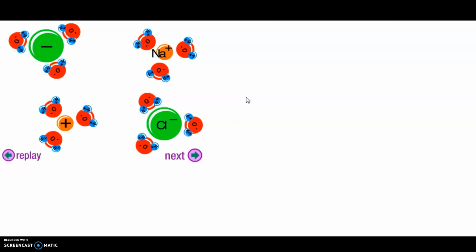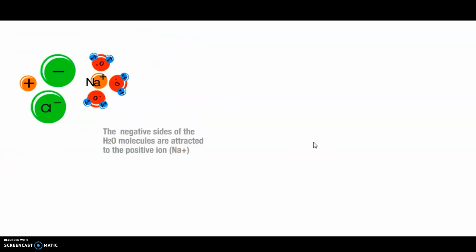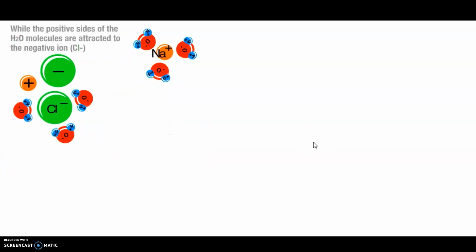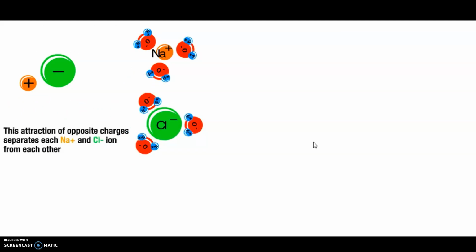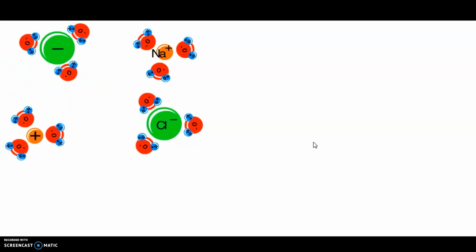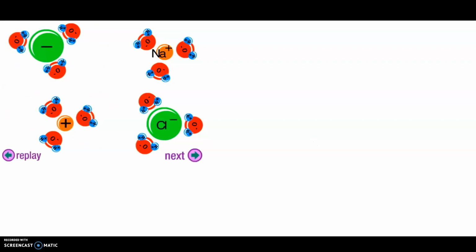So let's go ahead and watch that animation again, and you'll see it pull apart the sodium. First, the sodium is pulled apart by the oxygen side of water, and then the chloride is pulled apart by the hydrogen side of the water. And they get separated. So you have sodium surrounded by water molecules and chloride surrounded by water molecules. And that's why it looks like it disappears.